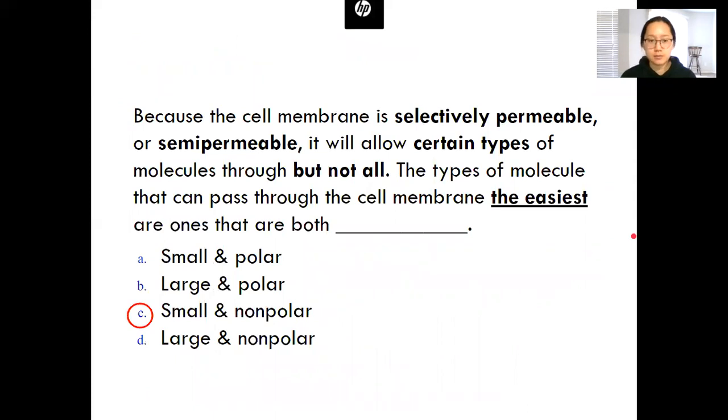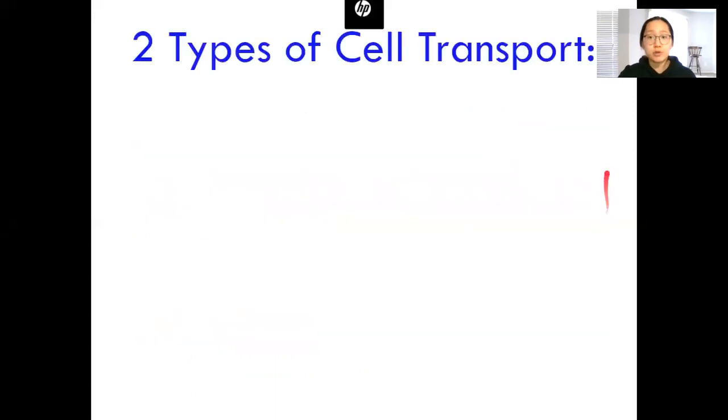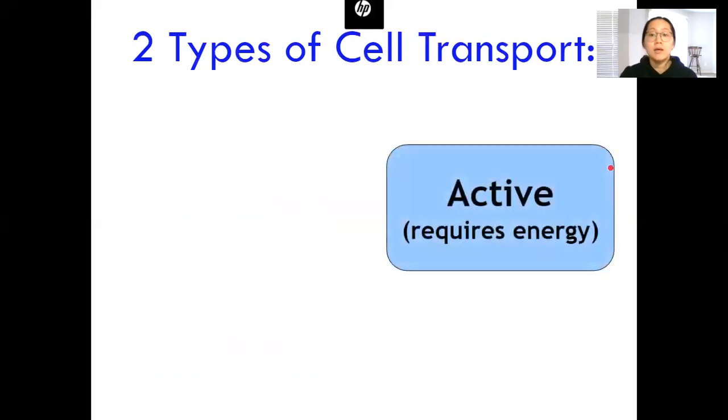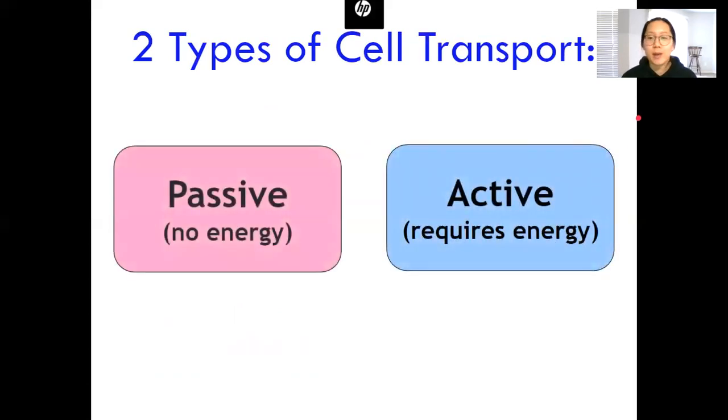The answer is C. So molecules that are small and nonpolar move through the cell membrane the easiest because they interact with the fatty acid tails and they like each other, and they're small, so they're not going to rip the membrane. So there are two types of cell transport, and I keep mentioning it, but we're going to actually talk about it now. So there's active and there's passive.